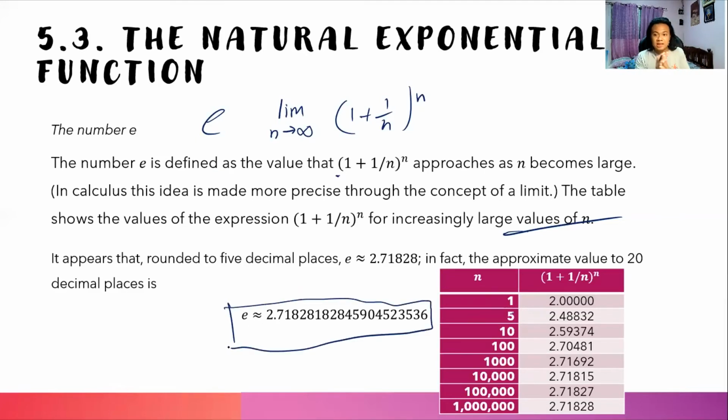And there is no pattern, okay? There is no pattern. So this is an irrational number. So E, or Euler's number. It is called Euler's number. So it is an irrational number, okay?